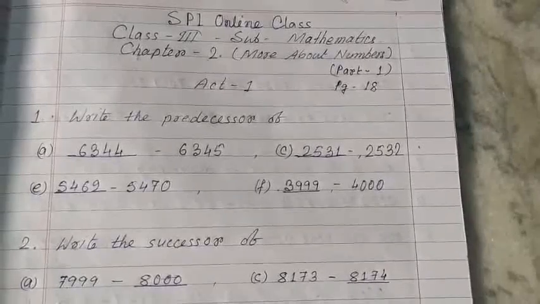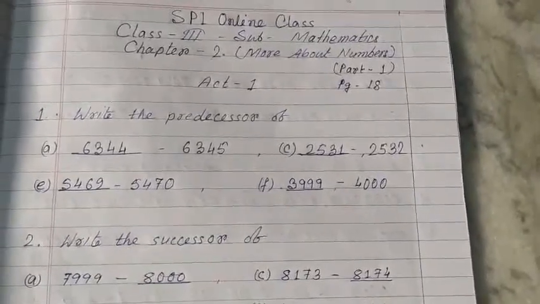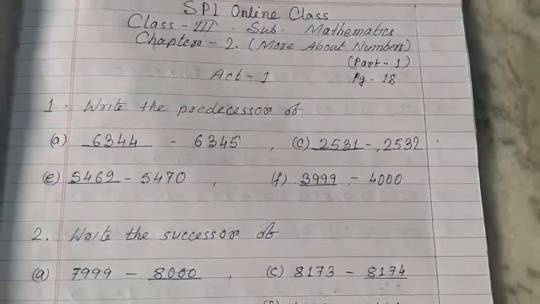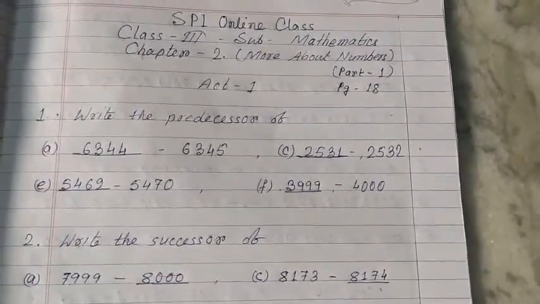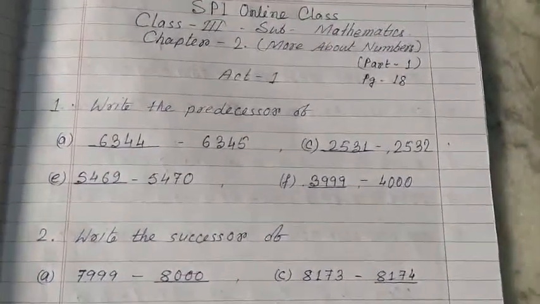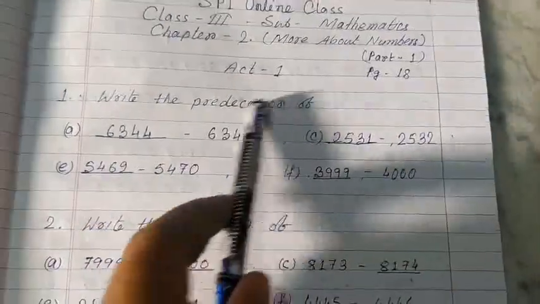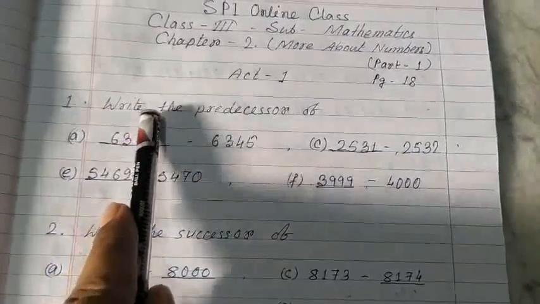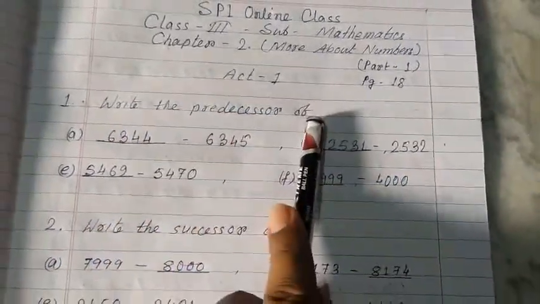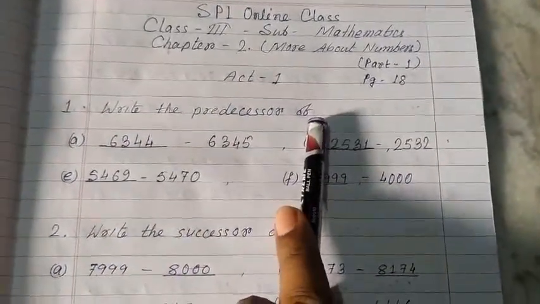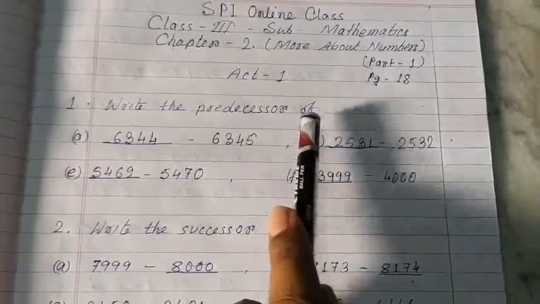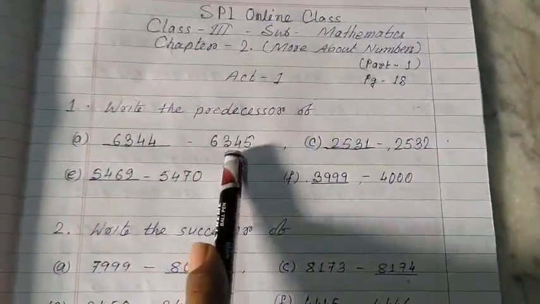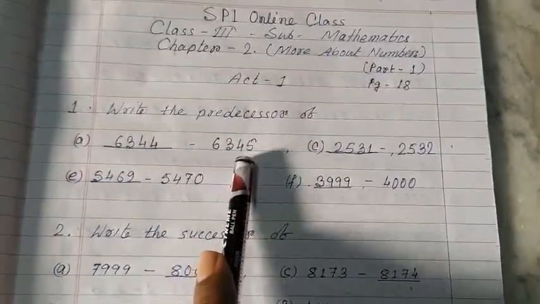Today we will do class 3's mathematics chapter 2, more about numbers. At first you have to open page number 18 and in activity 1, C, they are asking: write the predecessor of. Predecessor means what? Predecessor means before number. Before it means the number which is given, you have to subtract 1 from it.